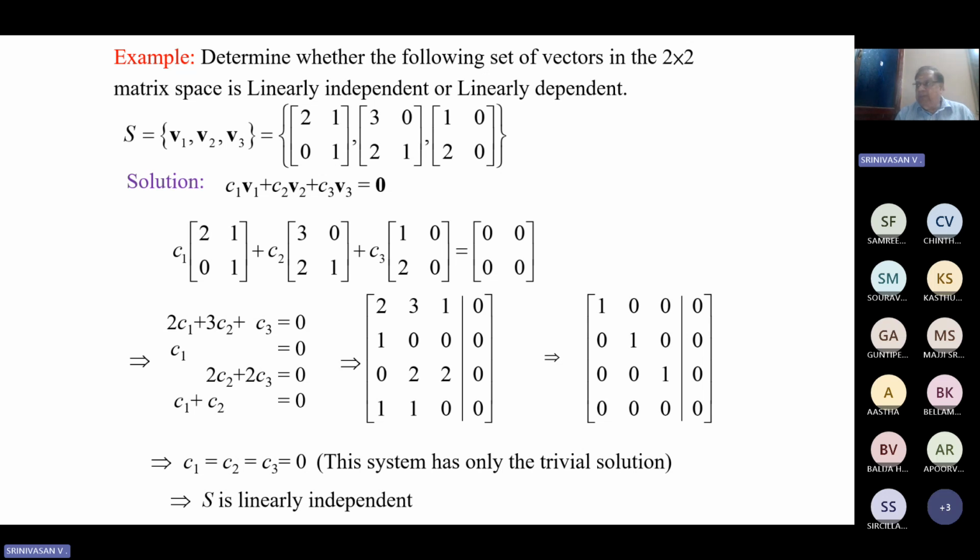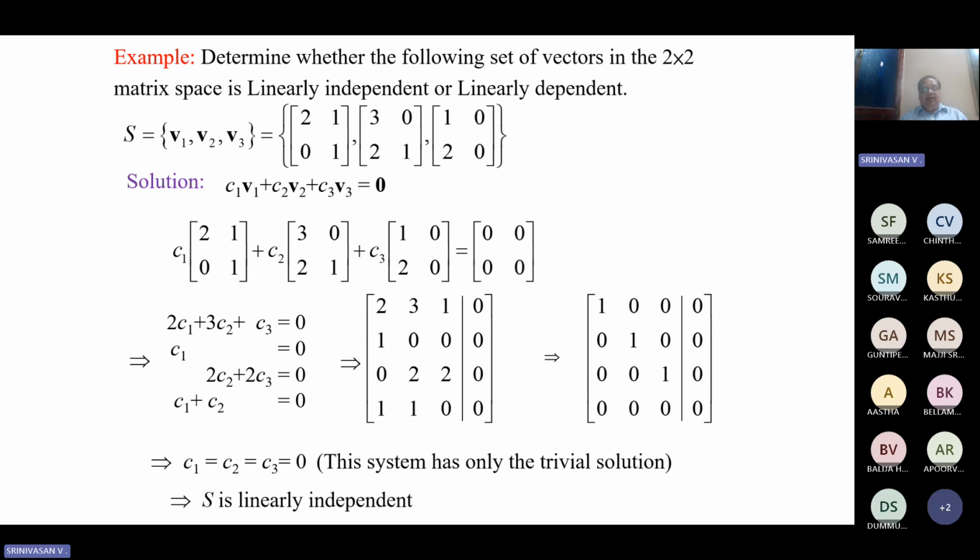So take the combination C1 V1 plus C2 V2 plus C3 V3 equal to 0. You write the equation, C1 times V1, plus C2 times V2, plus C3 times V3. What is the right hand side then? When every vector here is a matrix of order 2 by 2, then naturally the right hand side is not the integer 0, but a zero matrix O, that is [0 0; 0 0]. So now you know very well how to multiply a scalar with a matrix. First row, first column: 2C1 plus 3C2 plus C3 equal to 0.